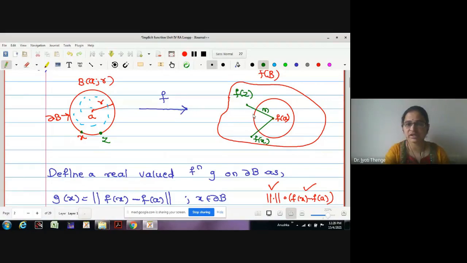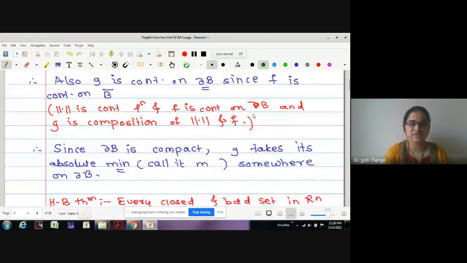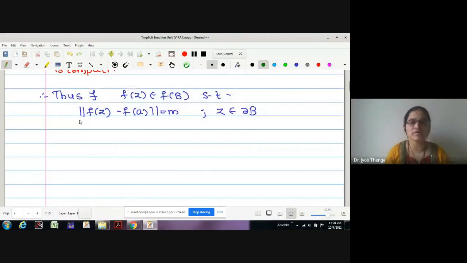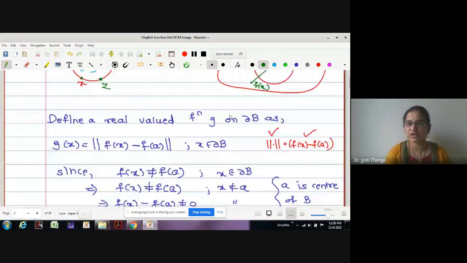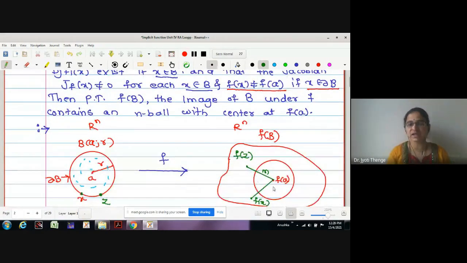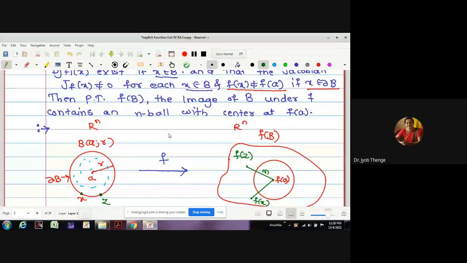Okay, see what we have written. There exists a point f(z) in f(∂B) such that norm of f(z) minus f(a) is equal to M for some z on the boundary. Therefore, whatever is this distance we have obtained between f(z) and f(a), this will be M, and this will be the minimum value of our function g defined. And why does this minima occur? Minima occurs knowing that this is a continuous function defined on a compact space, hence it is bounded. It is bounded means it has lower bound and upper bound, therefore one can have the minima value.